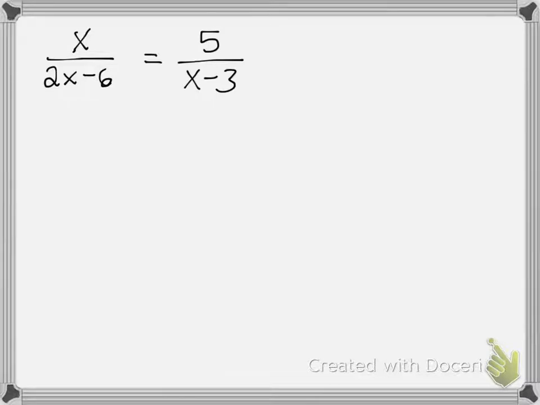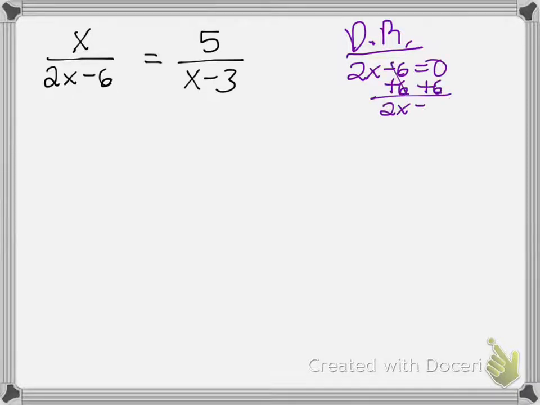First thing we always have to do is find our domain restrictions. So I'm going to set my first denominator equal to 0 to solve for x. Add 6 to both sides. And then divide by 2. So as you can see, x cannot equal 3.